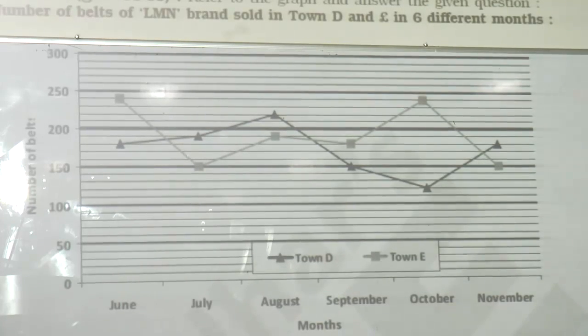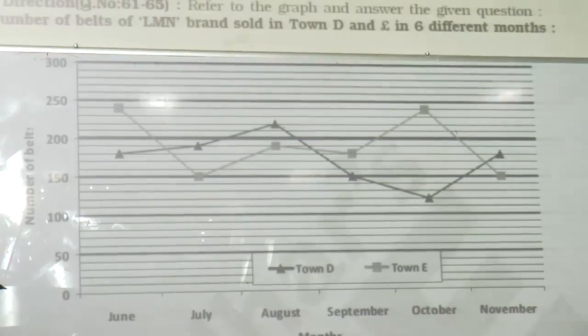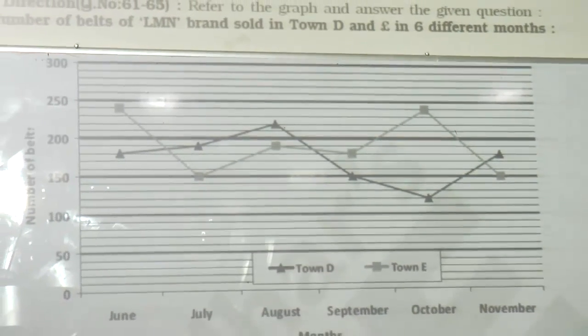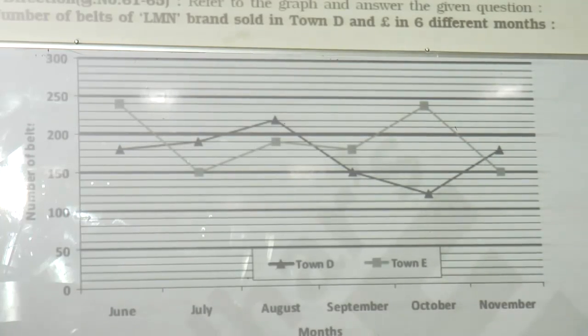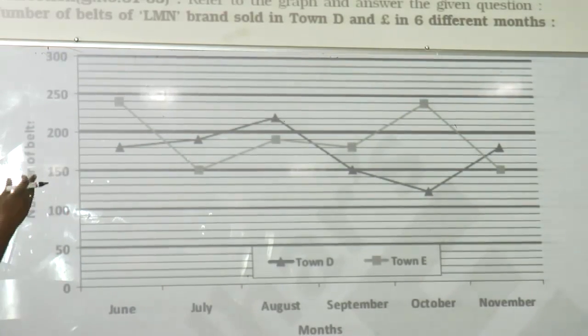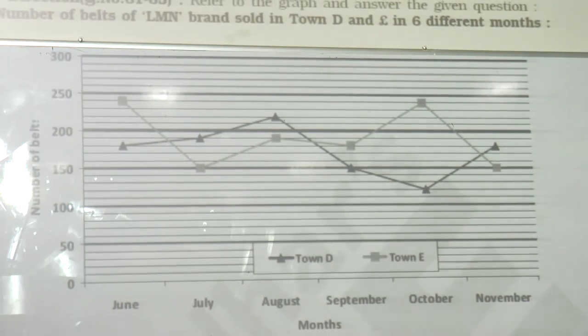65. The number of belts sold in town D in December was 10% less than number of belts sold in the same town in November. D. November, 180. 10% less, 18. It's in December.